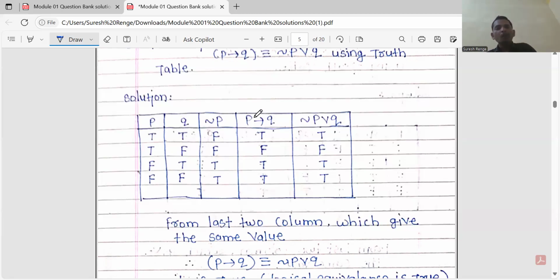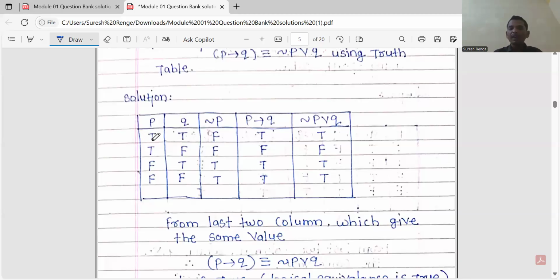Okay. Now find the value for P implies Q. What is the condition in implication? If the first value is true and the second value is false, that is the only condition in which the result is false. Otherwise, the result is true.